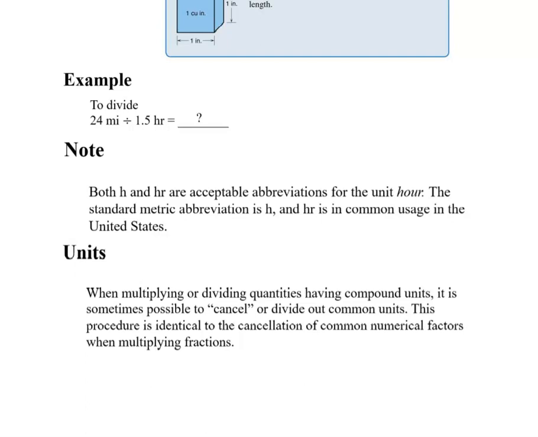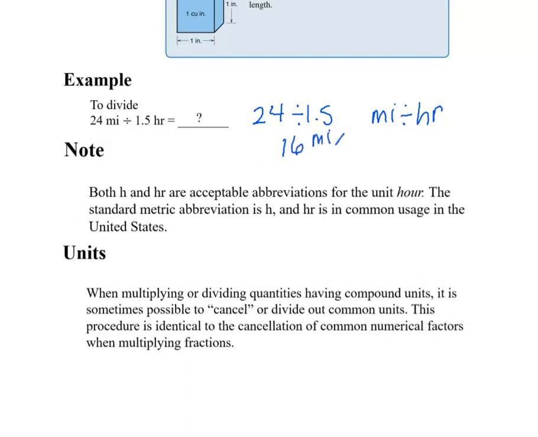To divide 24 miles by 1.5 hours, you're going to consider the numbers first. So 24 divided by 1.5, and then you're going to do miles divided by hours. So 24 divided by 1.5 is 16, and then you would write miles over hours, and you would read that as 16 miles per hour.